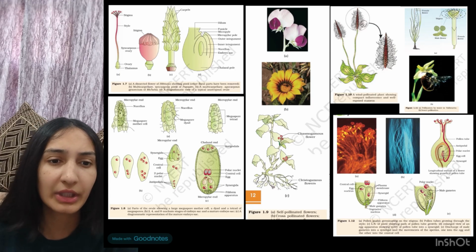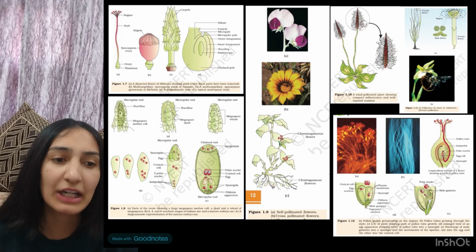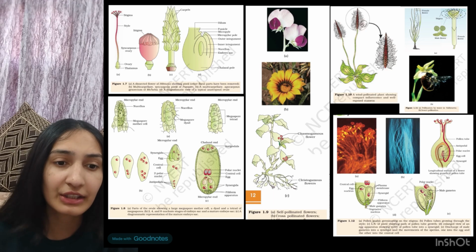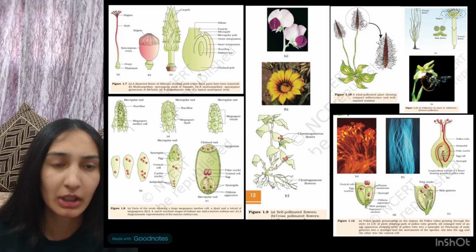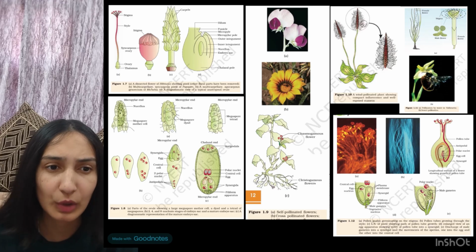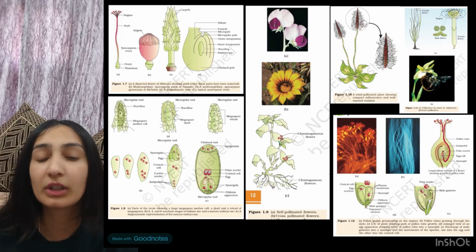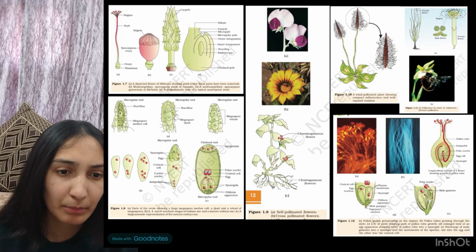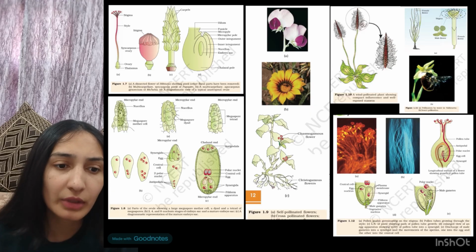Next, figure 1.8. A depicts the parts of the ovules which show a large megaspore mother cell, that is your MMC, a dyad and a tetrad of the megaspore. You can clearly see that we have the micropylar end, then the nucellus, and then the megaspore mother cell, which further divides into the megaspore dyad, and then further divides to form the megaspore tetrad. Then B shows the 2, 4 and 8 nucleated stages of embryo sac and a mature embryo sac.